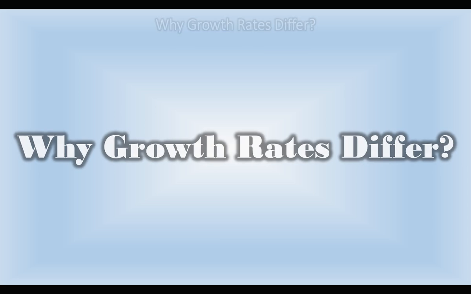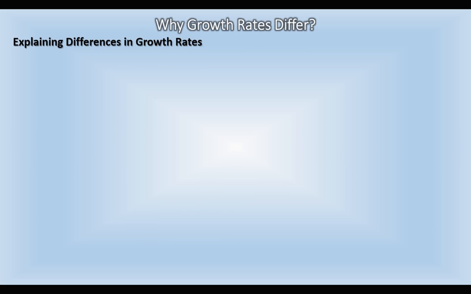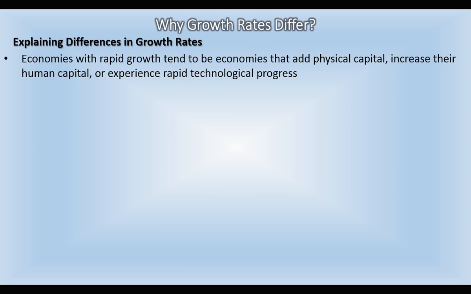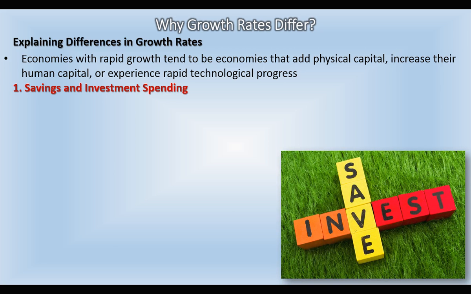All right, let's talk about why growth rates differ. So, explaining differences in growth rates. Economies with rapid growth tend to be economies that add physical capital, increase their human capital, and experience rapid technological progress. So the things that allow for those three things to change are the things that will be examined right now. The first, of course, is savings and investment spending.